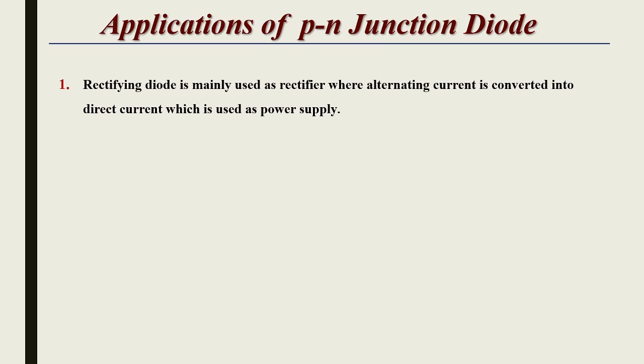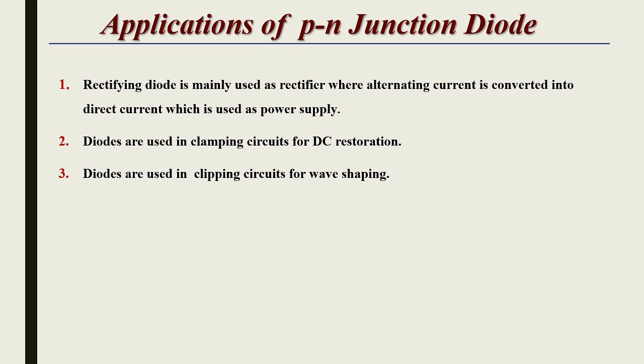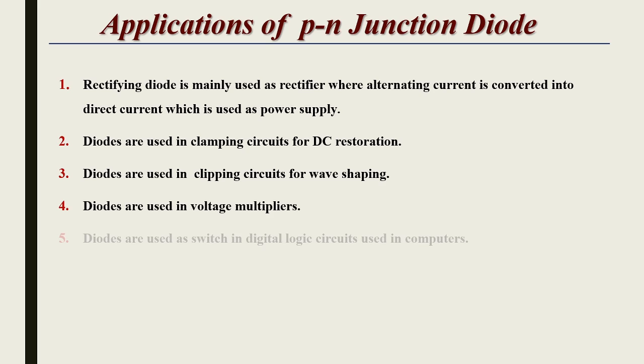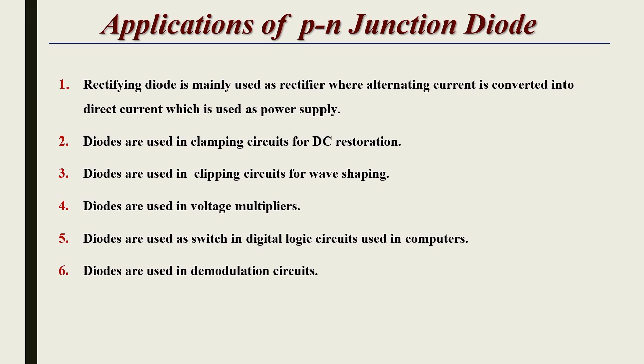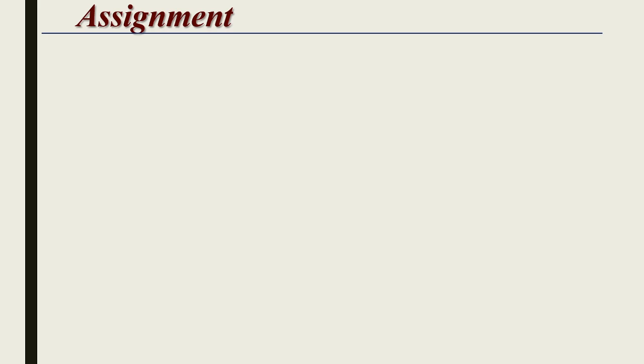Applications of PN junction diode. The rectifying diode or PN junction diode is mainly used as a rectifier where alternating current is converted into direct current, which is used as a power supply. Diodes are used in clamping circuits for DC restoration. Then diodes are used in clipping circuits for wave shaping. Diodes are used in voltage multipliers. Diodes are used as a switch in digital logic circuits used in computers. And diodes are used in demodulation circuits.